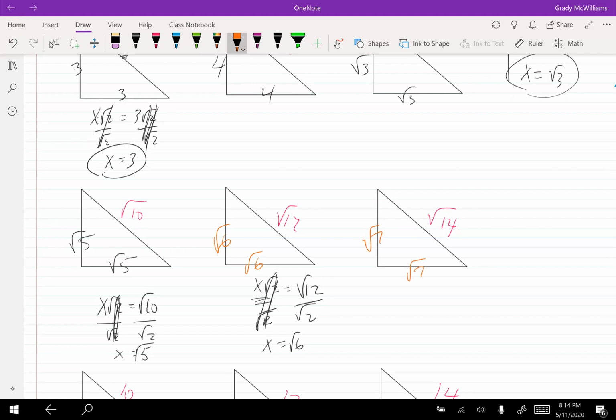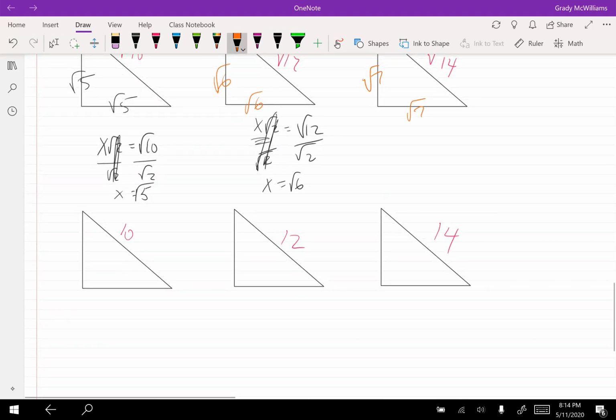Okay, does that make some sense to you? Hopefully it does. All right, now this is a whole number. That becomes a little bit more challenging. Something times square root of 2 makes a regular 10. So the square root went away.